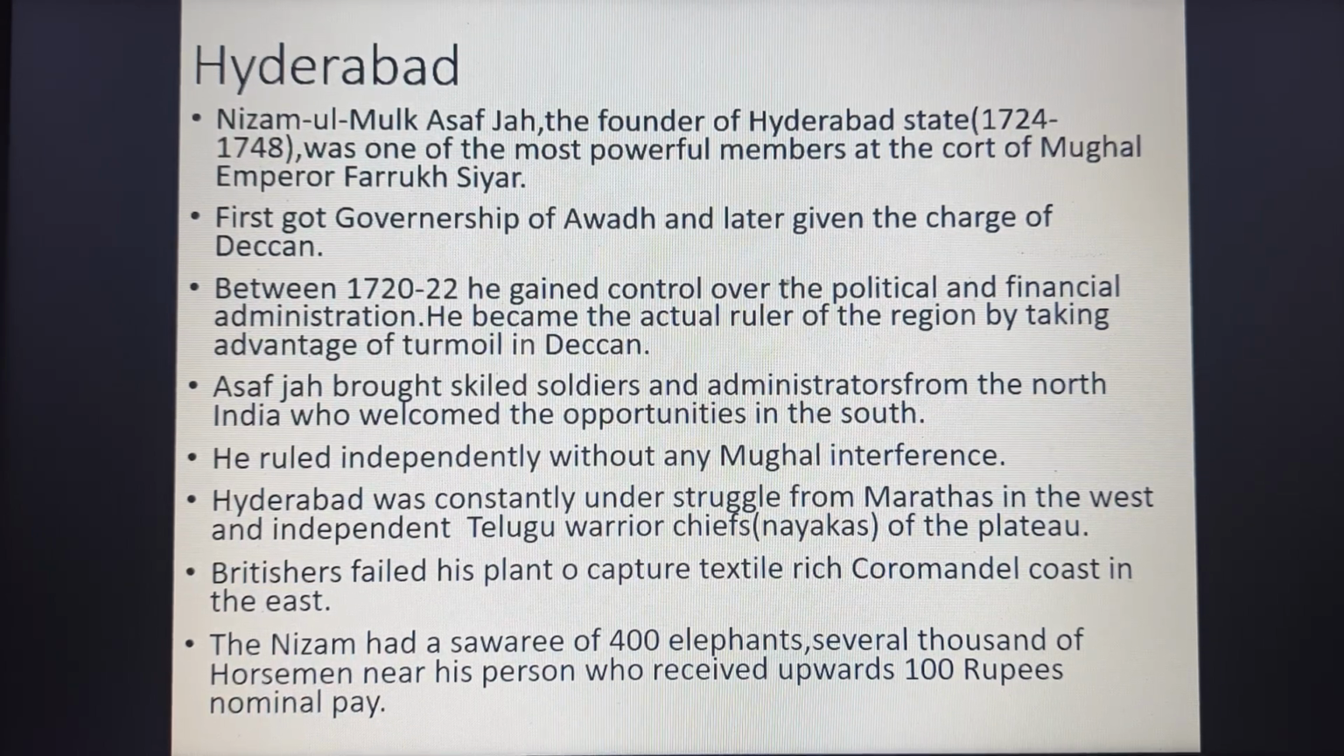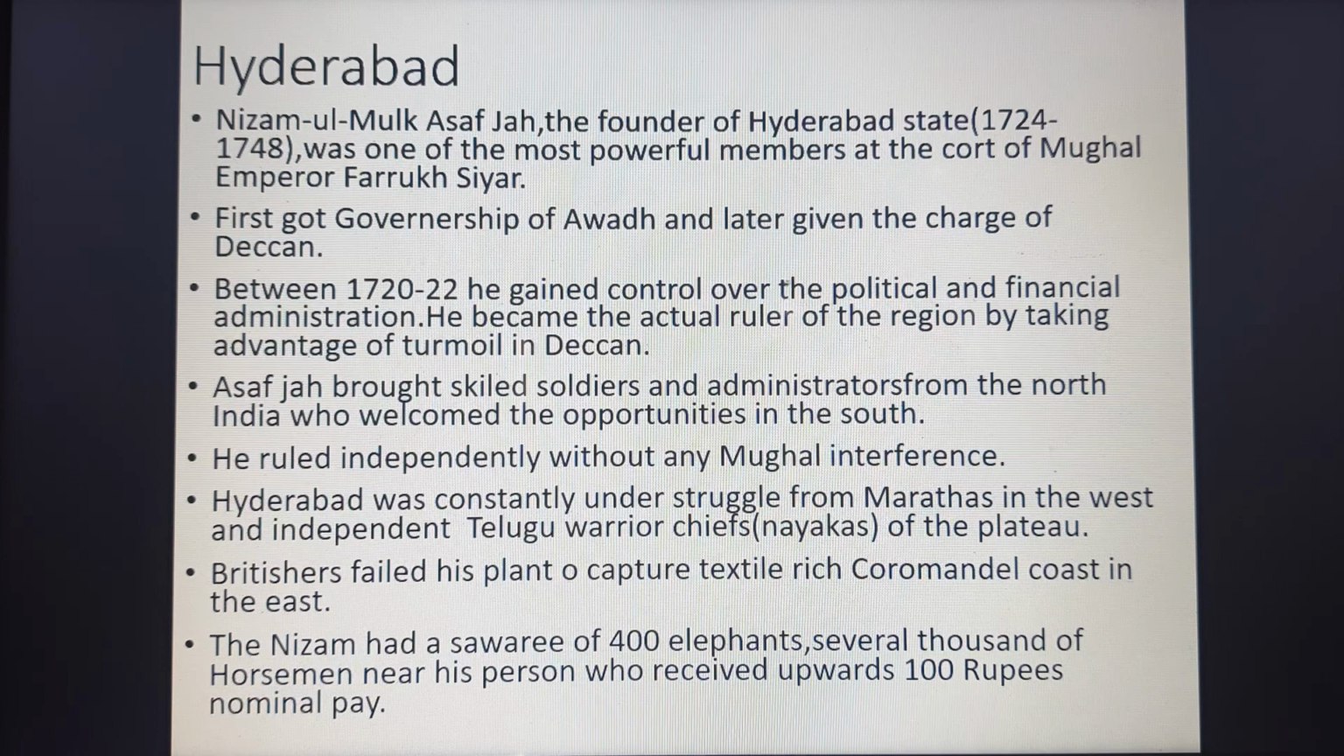British failed his plan to capture the textile rich Coromandel coast in the east. So in Coromandel coast there were many textile producing centers, which were under the control of Britishers. He tried to control that Coromandel coast, but he failed because Britishers did not allow him to capture that area. They fought them and sent them back.